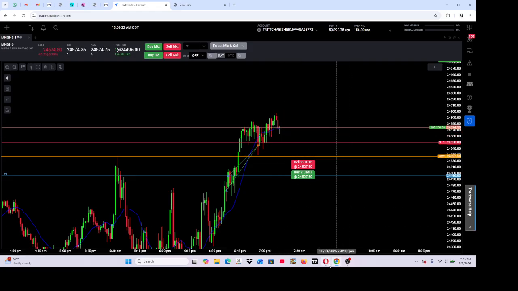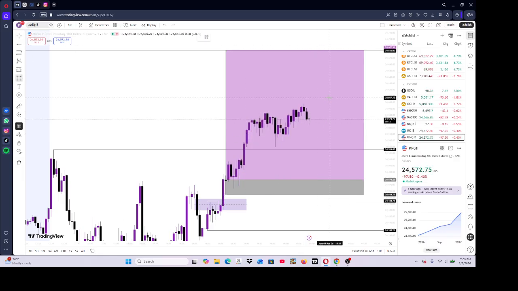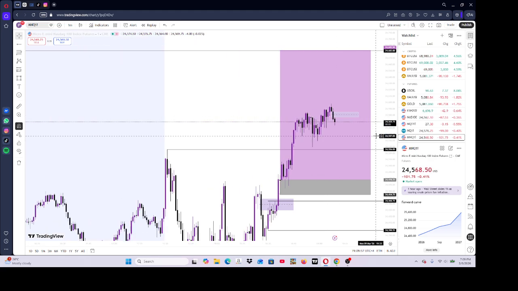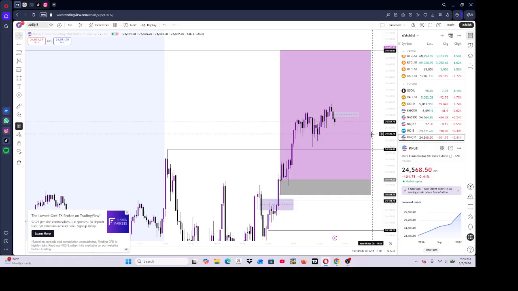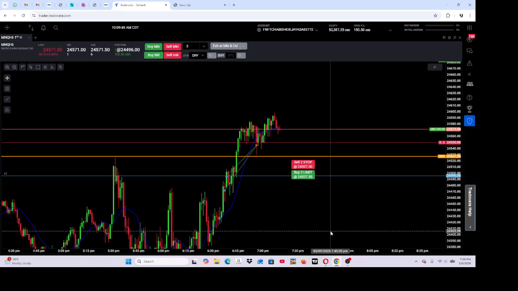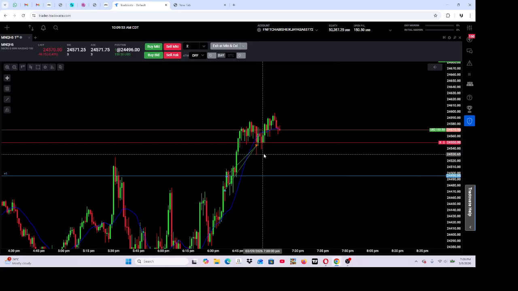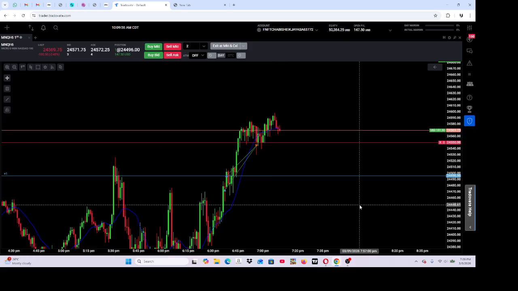If it engulfs this gap, we're going to be so good. We will be pushed more to the upside. So I literally want this to engulf this gap. Just engulf it. Engulf this gap, bro. Engulf it. I didn't set my stop loss here.